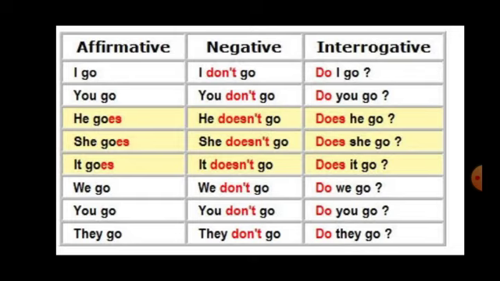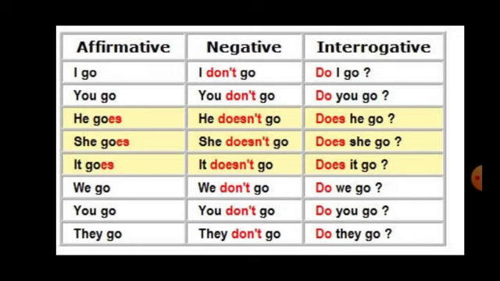When there is no auxiliary, at that time we will put do, does, did to form the negative and interrogative sentence. I go, I do not go, or do I go? You go, you do not go, do you go? He goes, he does not go. Here see, goes will become go. Does he go?